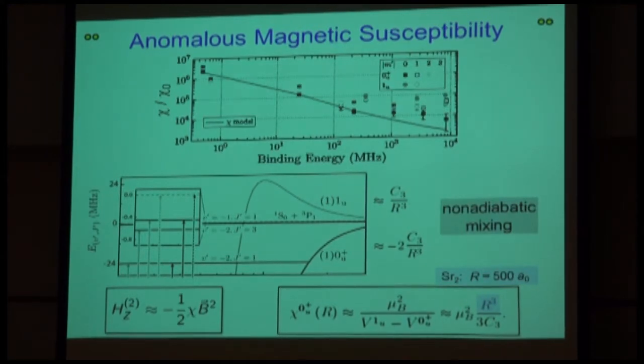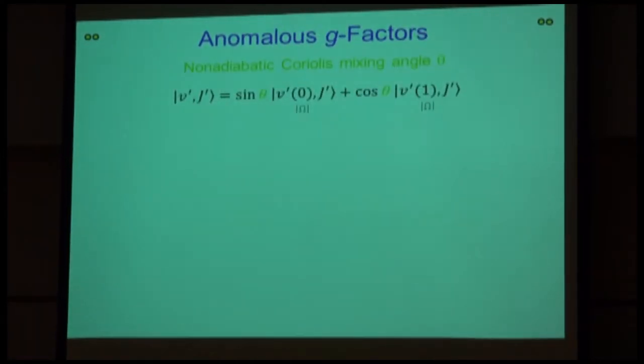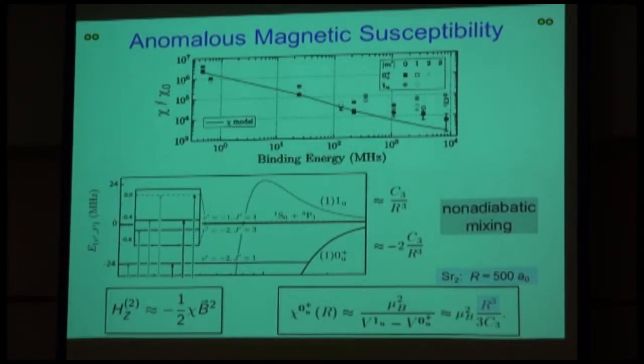And with a very narrow line width, like we have in strontium-2, one can resolve molecules that are so close to the continuum that effectively R is huge, it's 500 Bohr. So we see this cubic scaling all the way to very enormous Zeeman shifts. So intuitively, we understand it also quantitatively as well. Now, that's the interesting part about the quadratic Zeeman shift.